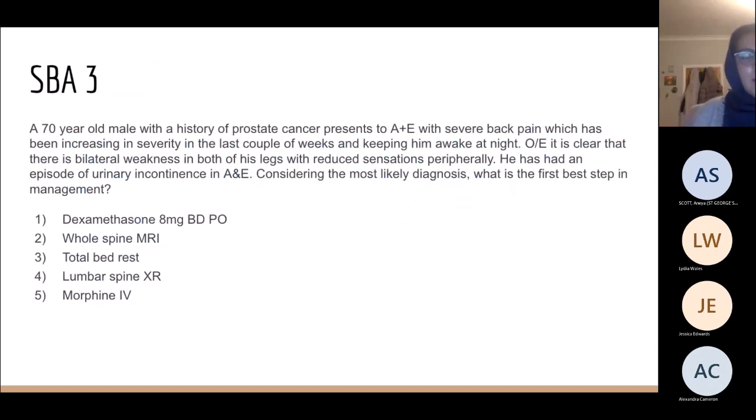SBA 3. A 70-year-old male with a history of prostate cancer presents to A&E with severe back pain, which has been increasing in severity in the last couple of weeks and keeping him awake at night. On examination, it is clear that there is bilateral weakness in both of his legs with reduced sensation peripherally. He has had an episode of urinary incontinence in A&E. Considering the most likely diagnosis, what is the first best step in management? So I'll give you guys some time to answer the question.